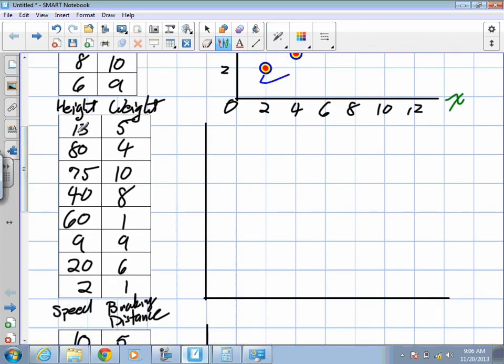Okay, next one. Height and weight. Which do you think is the independent, which is the dependent? We don't know what this is really in reference to. Okay, our height is our independent and our weight is our dependent. That's probably pretty logical. I guess you could argue it the other way, but this probably makes good sense here.